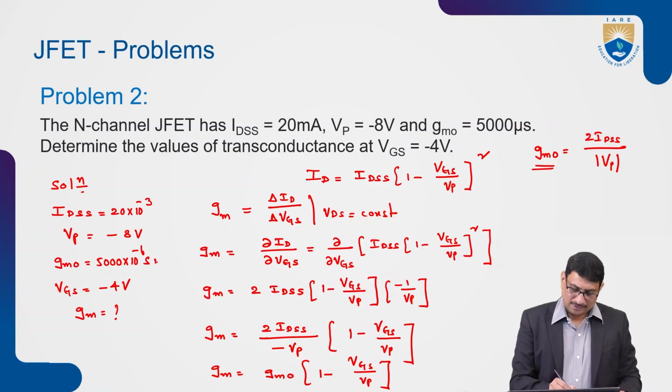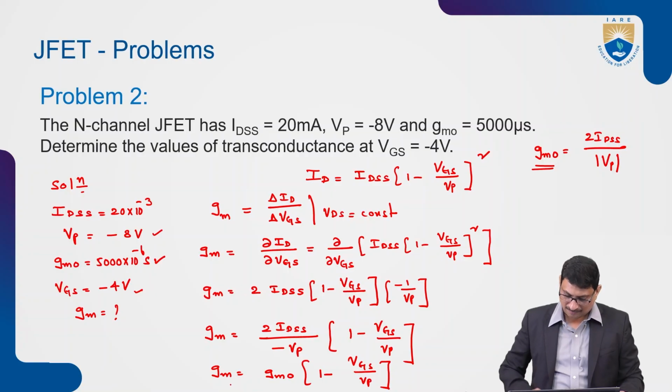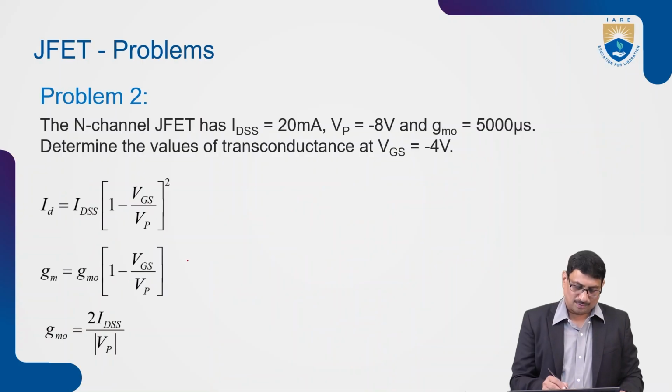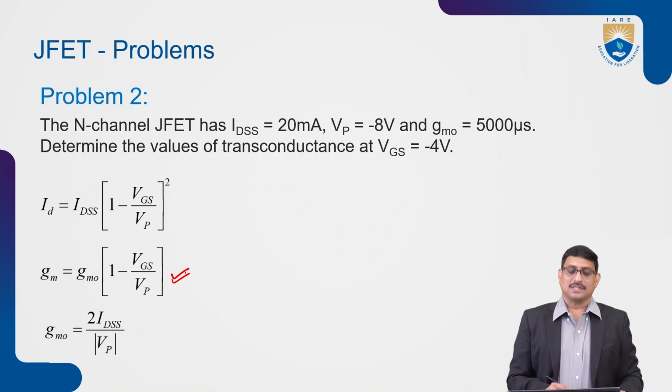So, where the GMO is given, VGS is given, the VP is given. So, we can start to apply all those values in this expression and calculate the value of the GM. Therefore, I can use this equation to calculate for this expression.